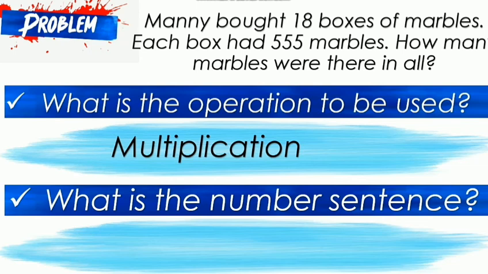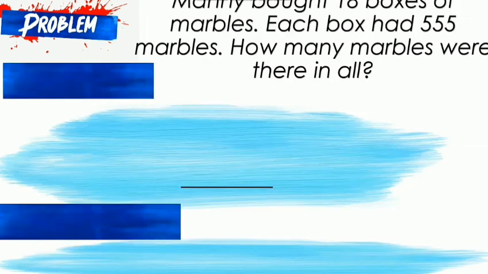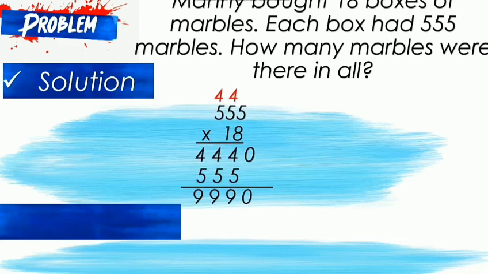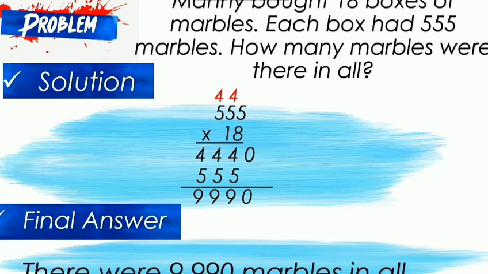That will be n equals 555 times 18. So we'll be multiplying the number of marbles, which is 555, by the total boxes of marbles, which is 18. Multiply 555 by 18. Multiplying now, you have 9,990 marbles in all. So your final answer is that there are 9,990 marbles in all.